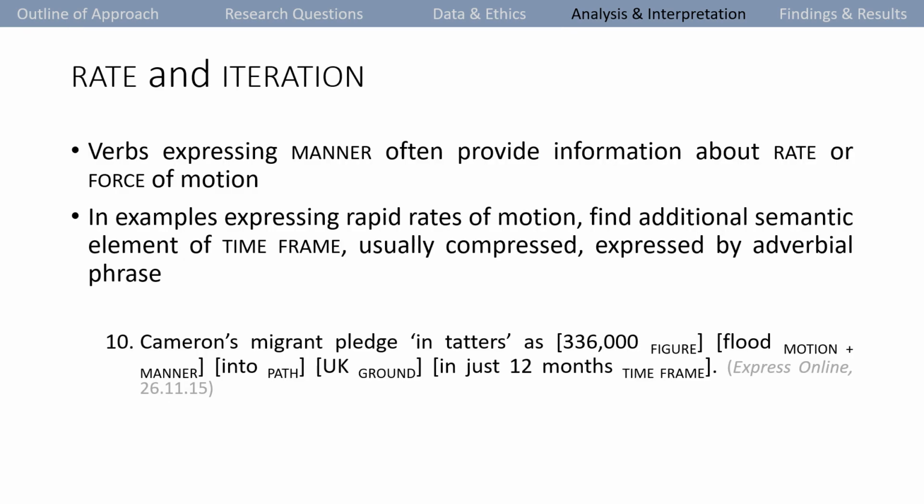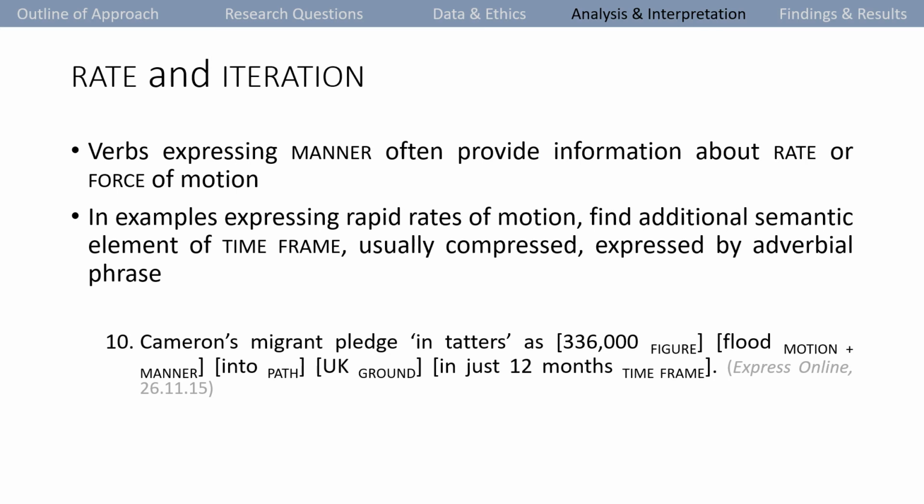Verbs expressing manner often provide information about the rate or force of motion. For example, run encodes a faster rate of motion than walk. Similarly, flood encodes a faster and more forceful motion than flow. Functionally, faster motion means a motion event involving larger figure quantities can complete in a shorter period of time.